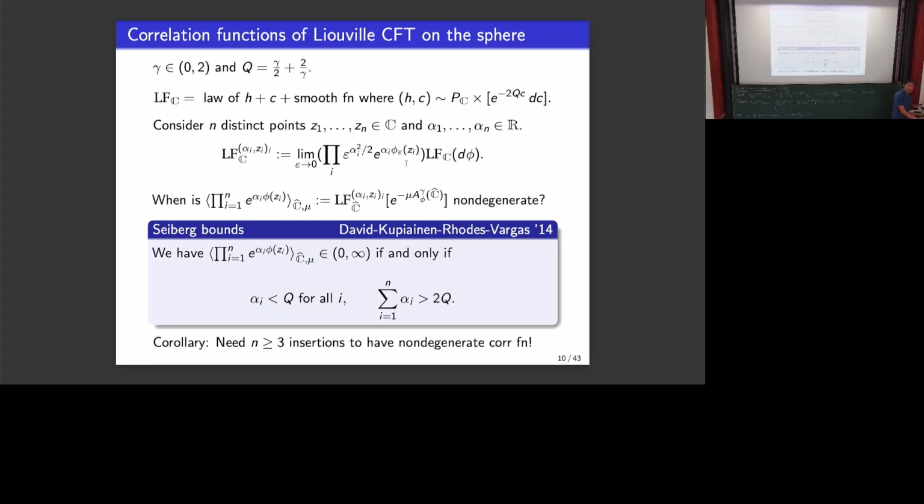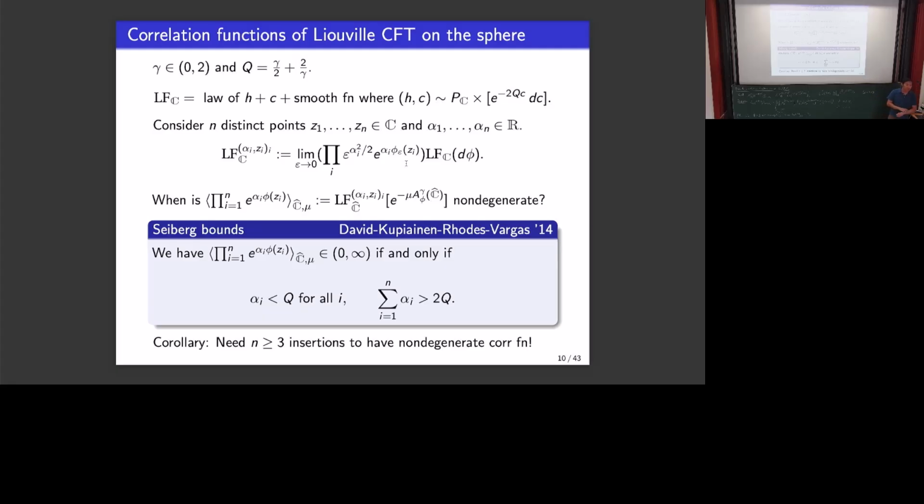Do you have some intuition why the sum of the alphas has to be bigger than 2q? Yeah, it's essentially because of this computation we did, where we have your field. It's essentially the analog of this thing over here. I'd be happy to chat more about it later. Okay. Are there any other questions?